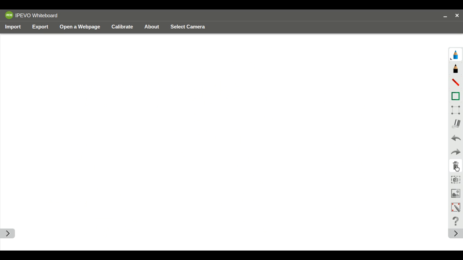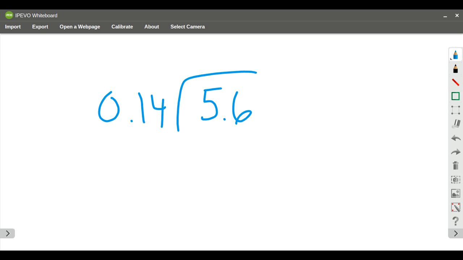Okay. So the next problem we're going to take a look at is we're going to do 5 and 6 tenths, and we're going to divide that by 14 hundredths. So the first thing I'm going to do is move the decimal. The decimal is going to move 2 places to the right here, which means the decimal needs to move 2 places to the right. So I need to add a 0, and then I need to move it over and up. So then I'm going to look at how many times 14 can go into 56.